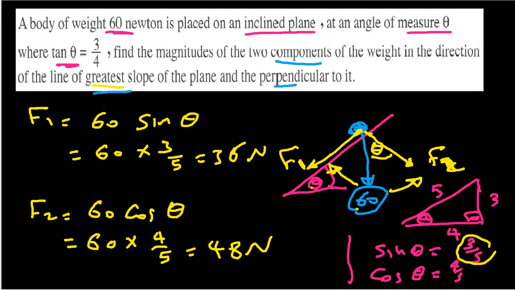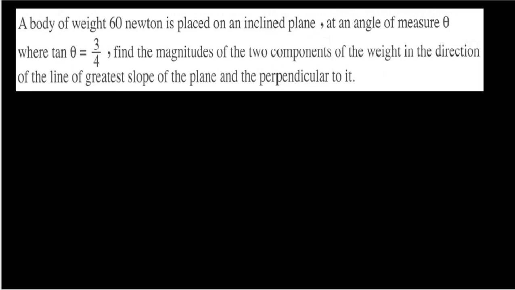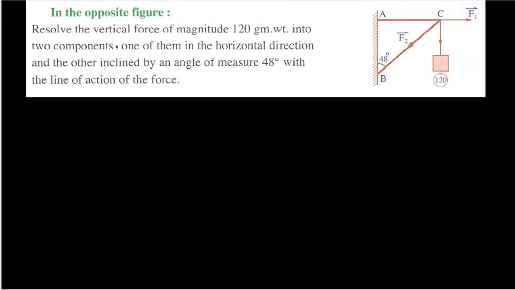So we've finished this problem quickly, and let's see the next one. Here he gives me a figure as you see, and says: the figure opposite, resolve the vertical force of magnitude 120 into two components, one of them in the horizontal direction, which is F1, and the other in the direction inclined by an angle of 48, which is F2.